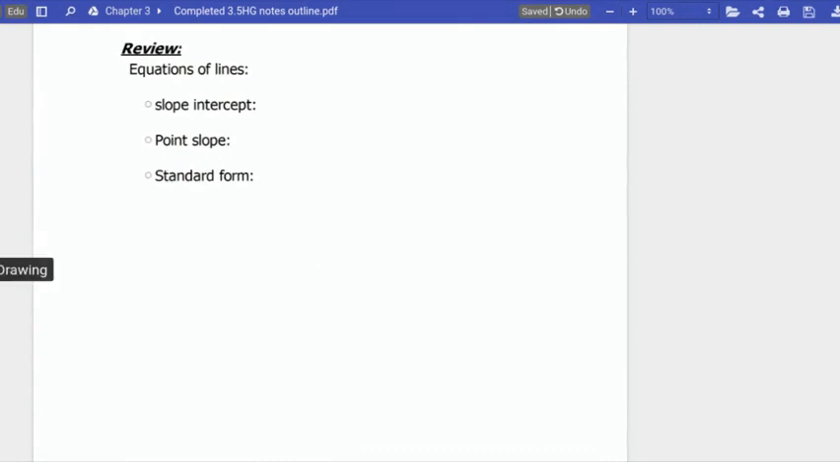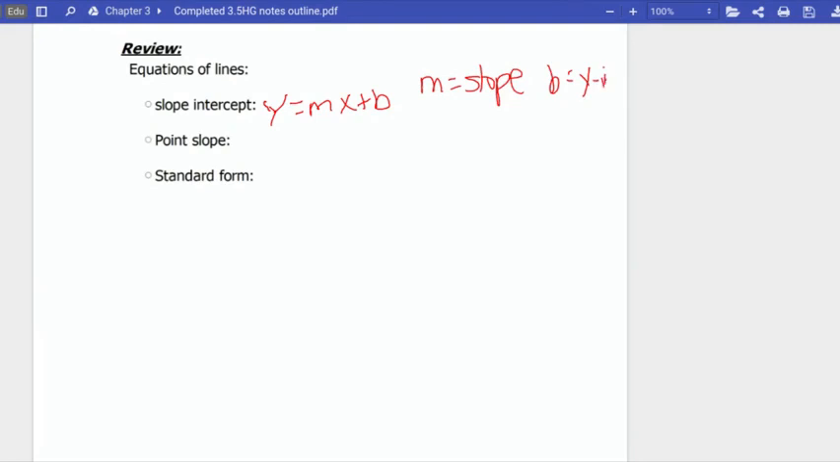Okay, another thing we need to review is the different types of equations of lines. So the first one is slope-intercept. So slope-intercept is when you have y equals mx plus b. Remember that m is your slope and b is the y-intercept.